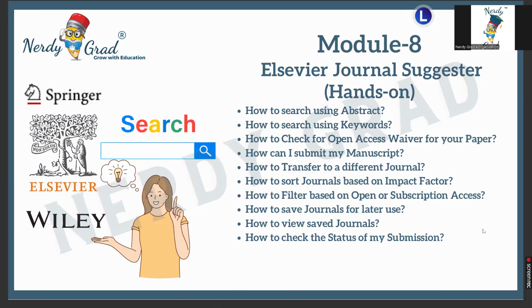Finally, in module 8 we will talk about Elsevier Journal Suggester with hands-on training. So we will have the following questions which can be learned hands-on: how to search using abstract, how to search using keywords, how to check for open access waiver for your paper, how can I submit my manuscript, how to transfer to a different journal, how to sort journals based on impact factor, how to filter based on open or subscription access, how to save journals for later use, how to view saved journals, and how to check the status of my submission.